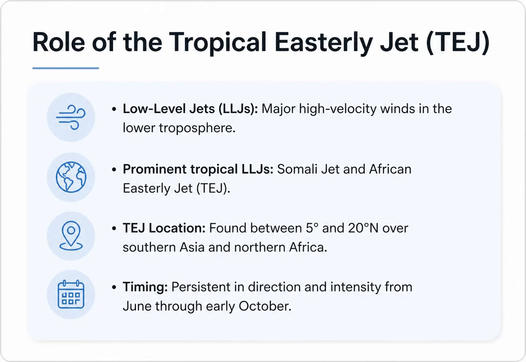Let us dive right into the atmospheric drivers of the monsoon, starting with the tropical easterly jet, or TEJ. In the lower troposphere, we have major high-velocity winds known as low-level jets. In the tropics, the two most prominent are the Somali jet and the TEJ. The TEJ is a dominant feature of the northern hemispheric summer, flowing between 5 and 20 degrees north latitude. It is remarkably persistent from June through early October, playing a massive role in our weather systems.